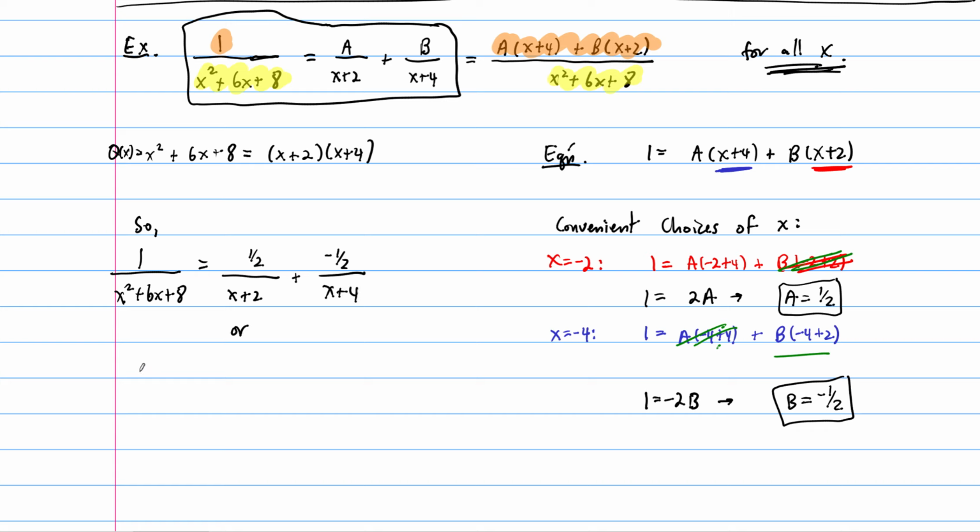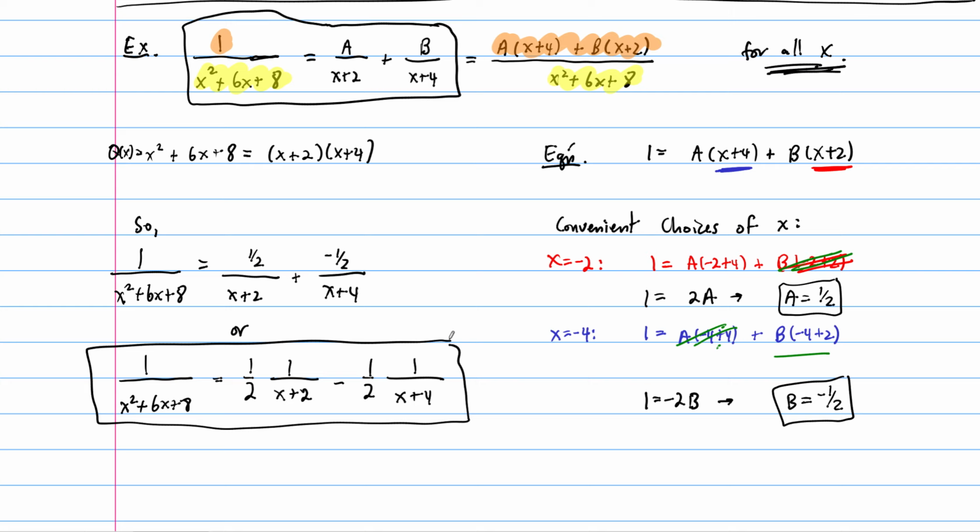Or another way to write this, if you're thinking of, we're going to want to integrate these probably. This is not really related to integrals at all right now. This is just algebra. But our goal is going to be to use these to integrate, right? So we get 1/2 times 1 over x plus 2 minus 1/2 times 1 over x plus 4. And this is what I would say is a nice form of the partial fraction decomposition of this rational function.